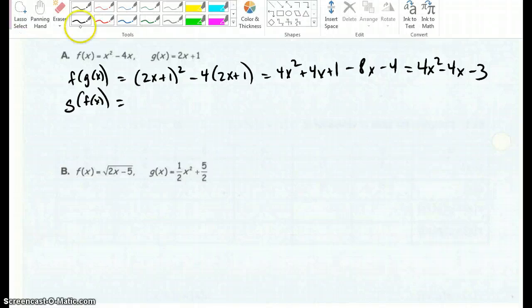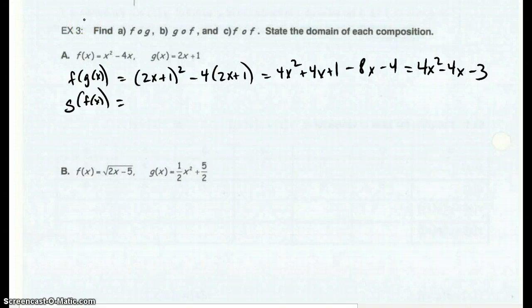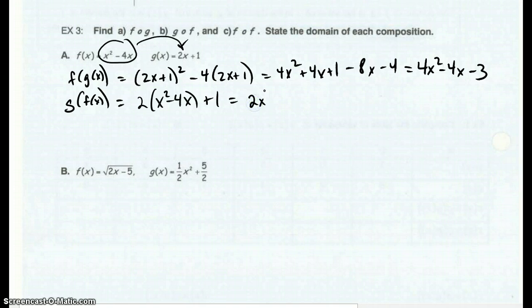There we go. All right, so this means that f becomes the input of g. So it looks like it's going to be a little easier. So we have 2 times f plus 1. So that's 2x squared minus 8x plus 1, and we're done.